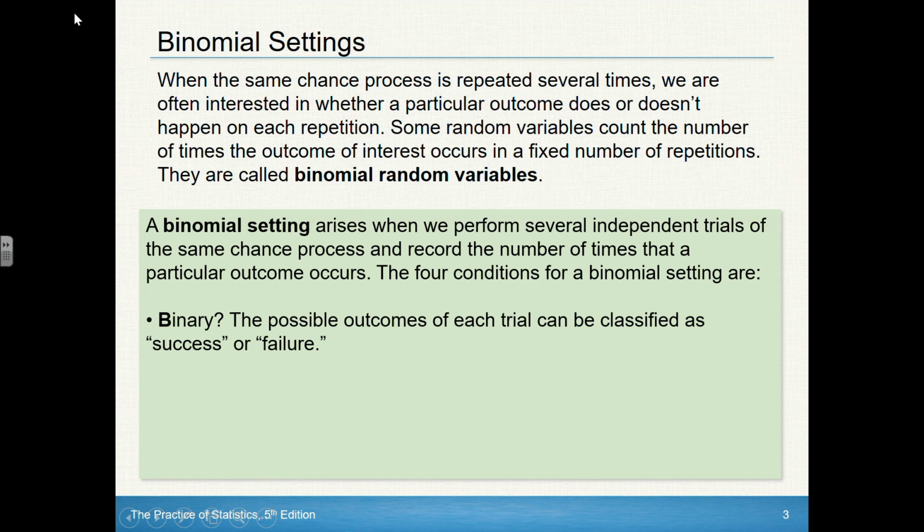For instance, if I'm talking about rolling a die, I could say rolling a 1 is a success. Everything else is a failure. So we have one success, but there's 5 outcomes that represent a failure.